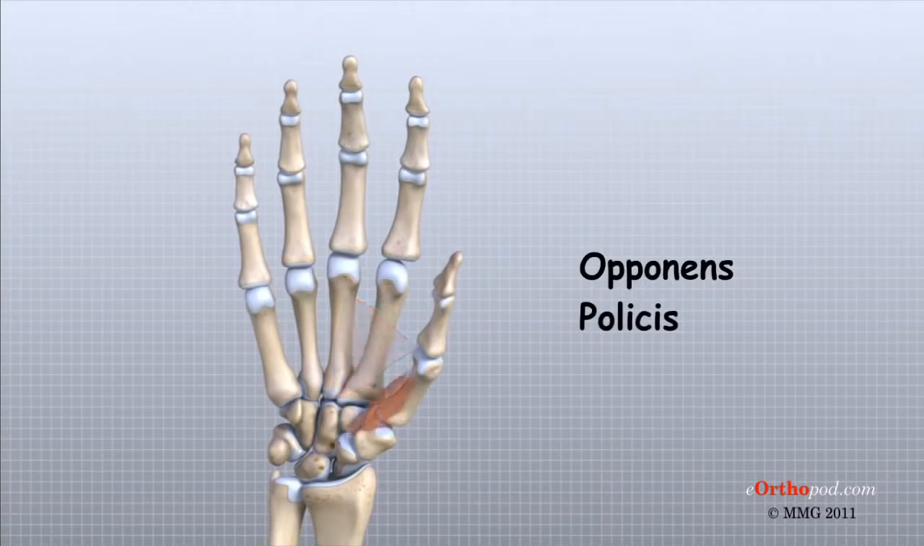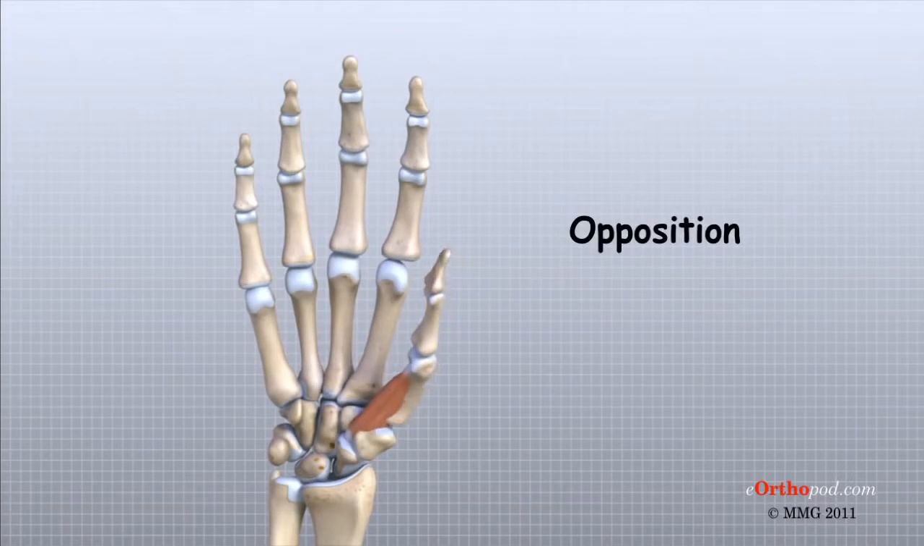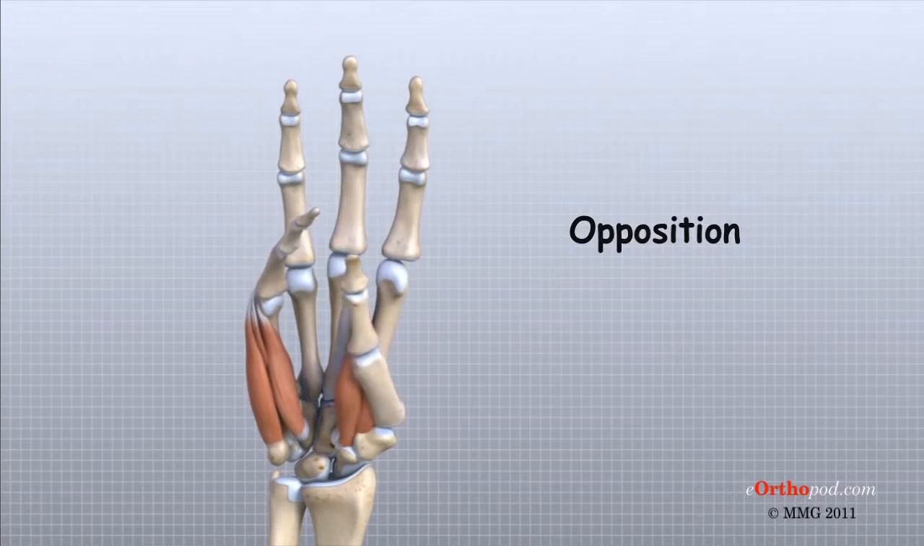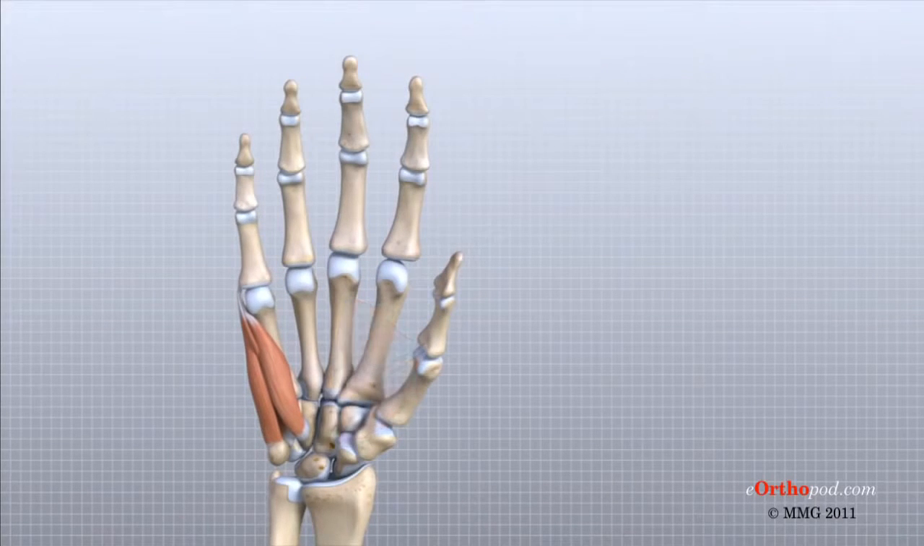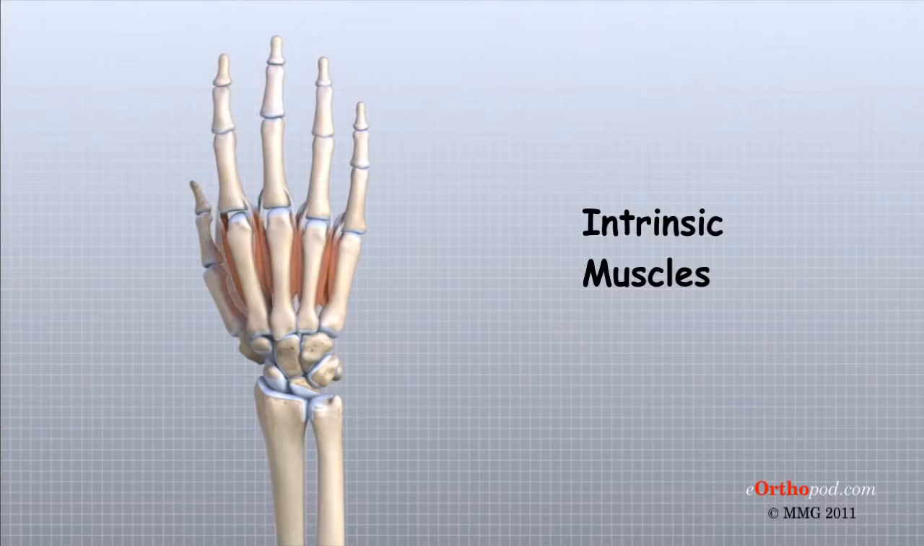The opponens pollicis moves the thumb into opposition. It pulls the thumb out from the palm and turns the pulp of the thumb to face the palm. This is the motion that allows you to place the tip of your thumb against the tip of your little finger. The muscles of the hypothenar eminence are arranged and function roughly the same in the little finger. The smallest muscles that originate in the wrist and hand are called the intrinsic muscles. The intrinsic muscles guide the fine motions of the fingers by getting the fingers positioned and holding them steady during hand activities.